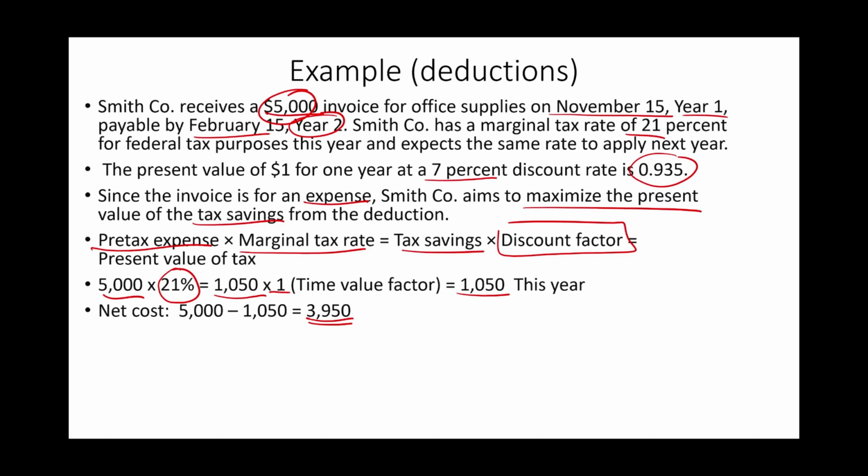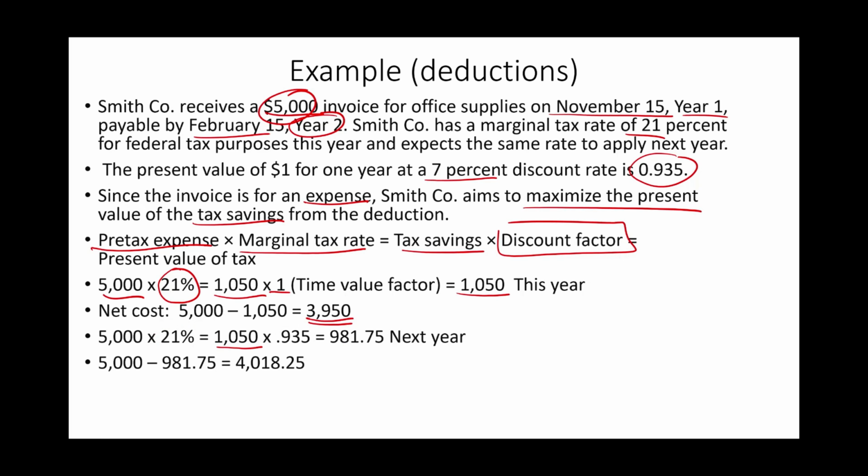If we wait for next year, we should not, because we already know that the tax rate is the same, and we're going to get hit on the time value. So 5,000 times 21% is 1,050. We're going to discount. It's not really worth 1,050. The savings are worth $981.75 because we have to discount to the present value. Therefore, the net cost of the invoice is $4,018.